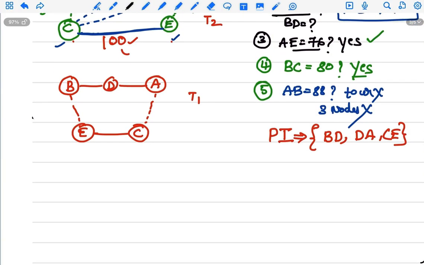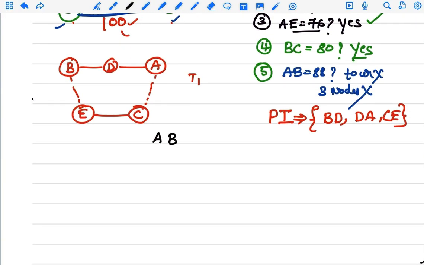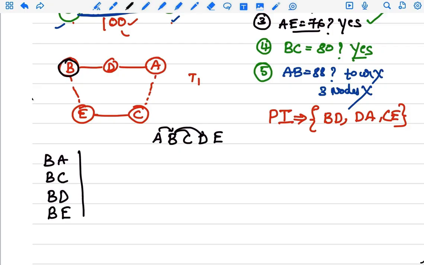So write all the combinations. How many cities are there? A, B, C, D, E. Start from B, because BD has the smallest distance, right? So from B to A, B to C, B to D, and B to E. Next, BD is already there, right? So except BD, BC, DE, DC, DA, DC, DE.